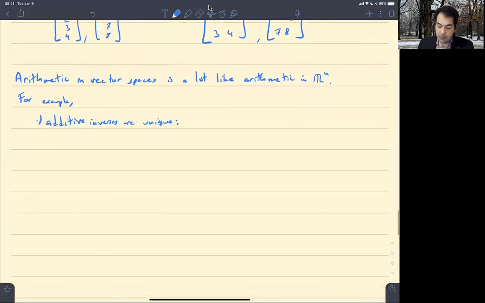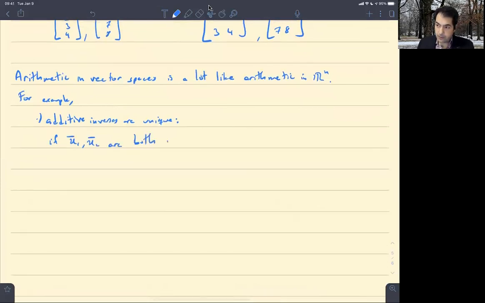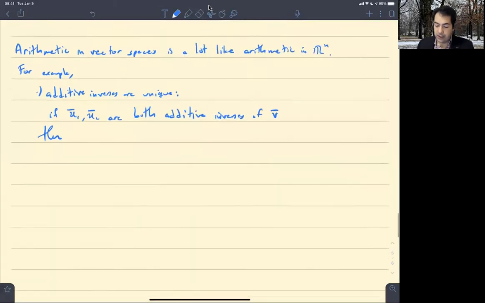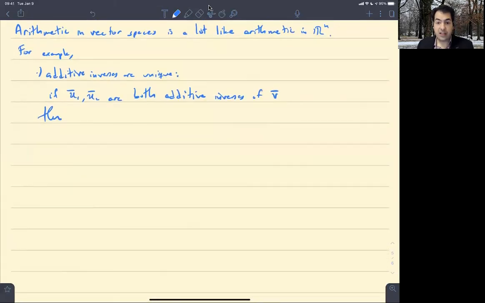So if you have 2 vectors and they are both additive inverses of the vector v, then, okay, additive inverse means that when I add it to the vector v, I will get the vector 0, right? And the vector 0 does nothing when you do addition, right? So what we could do is we could start with u1, right? And that's the same as u1 plus 0, right? But now what we could do is we could write 0 in a clever way. We could write 0 as v plus u2, right?